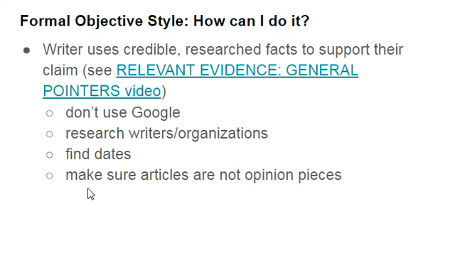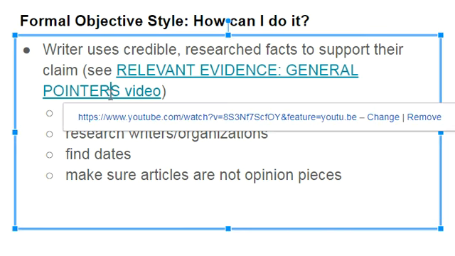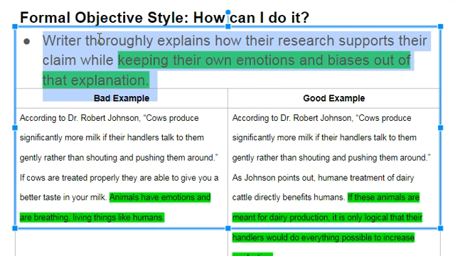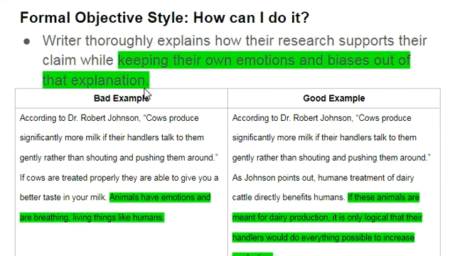So to know more about what any of these means, again, in the learning playlist, go back and find the link to this slideshow that I'm teaching in this video, and you can click on this link here and watch that video to get more information. All right, the next way to maintain a formal objective style is that the writer thoroughly explains how their research supports their claim while keeping their own emotions and biases out of that explanation. Okay?